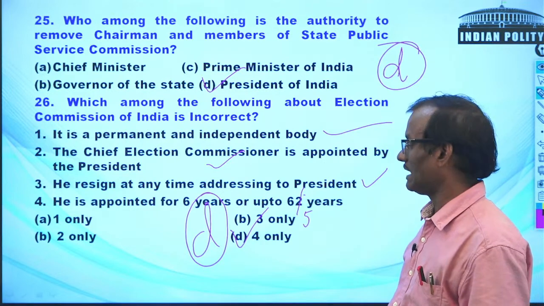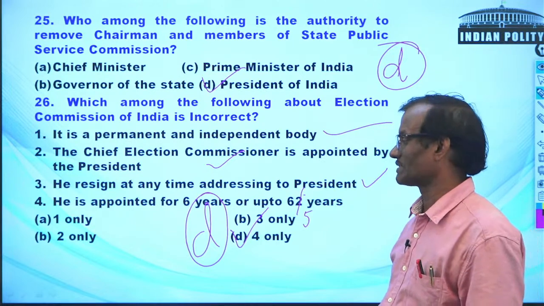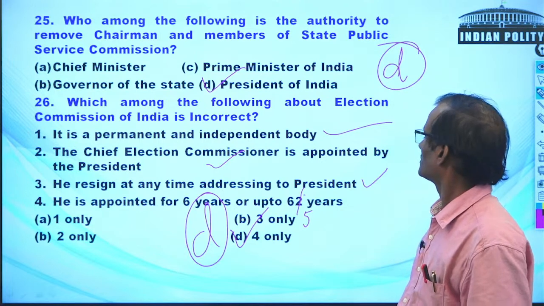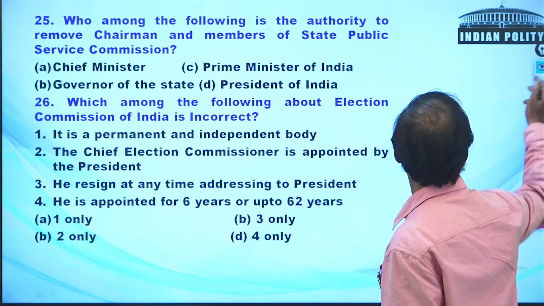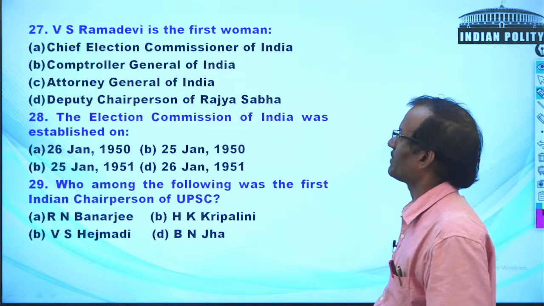He has security of tenure. He may be there for 6 years or until 65 years of age, whichever is earlier. That is D and D, 25 and 26. 27, B.S. Ramadevi is the first woman.